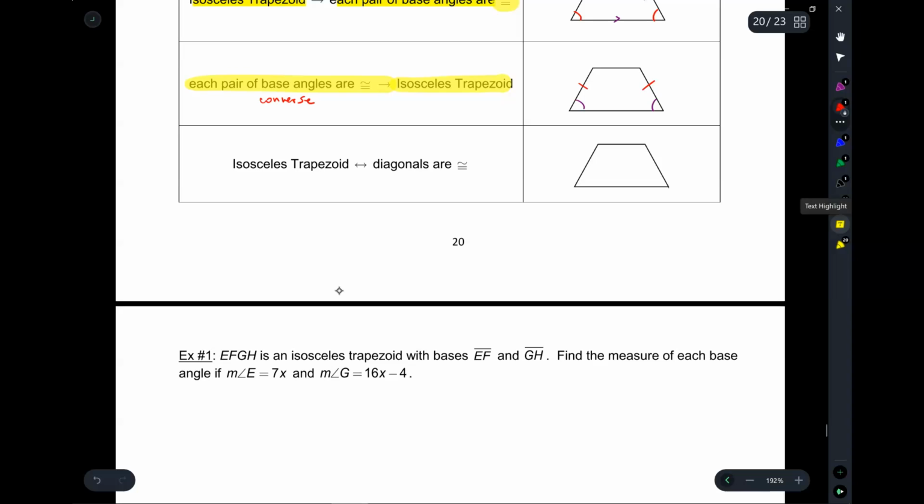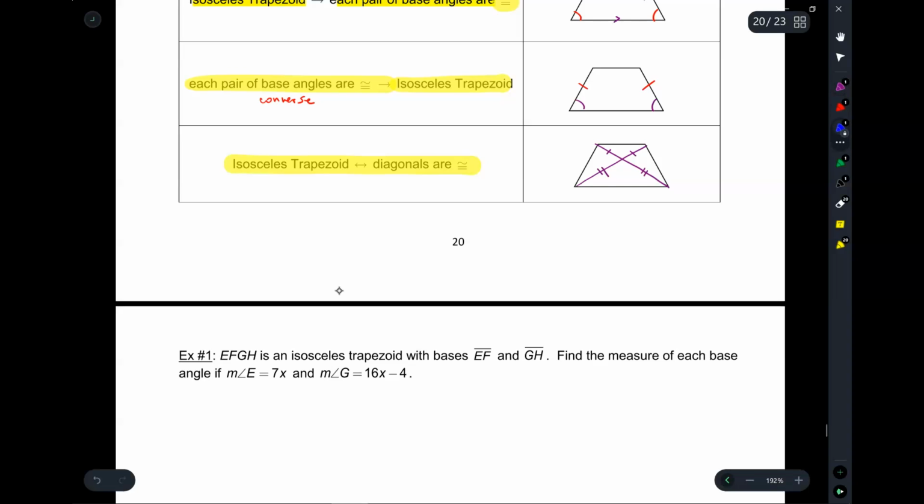Next, the diagonals of an isosceles trapezoid. So if you have an isosceles trapezoid, the diagonals are congruent. Okay, so here's one diagonal, here's another diagonal. They're congruent to each other, so that means this plus this is equal to this plus this.